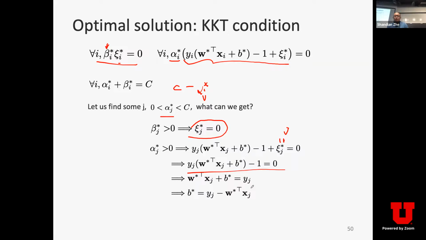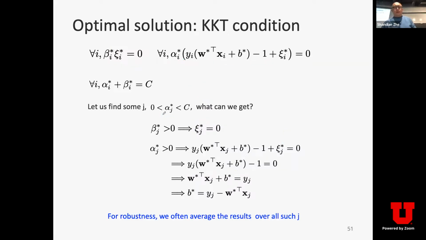Okay. So in practice, you might have multiple j's whose alpha_j star is right between 0 and C. So to be robust, we usually average the results over such j. Right? Then in this way, you get b star.